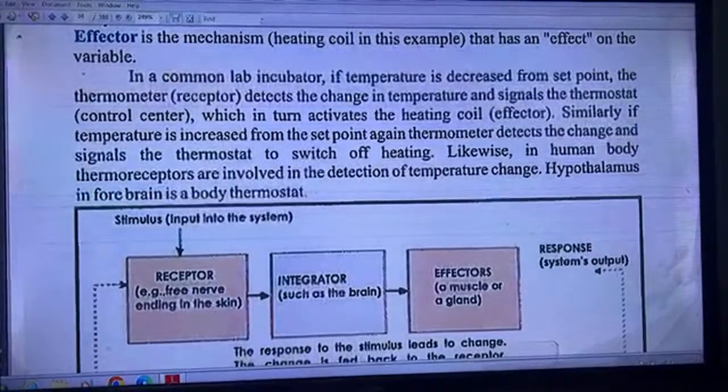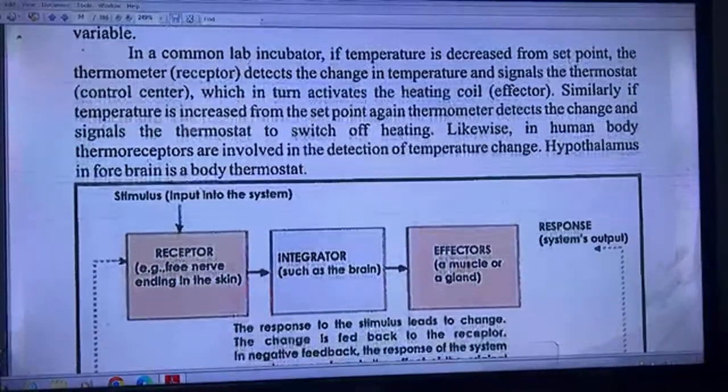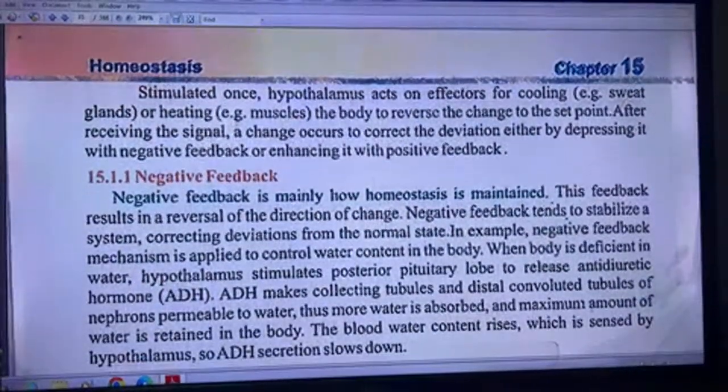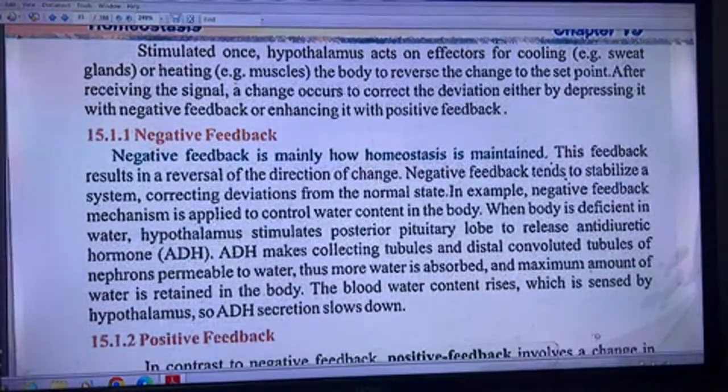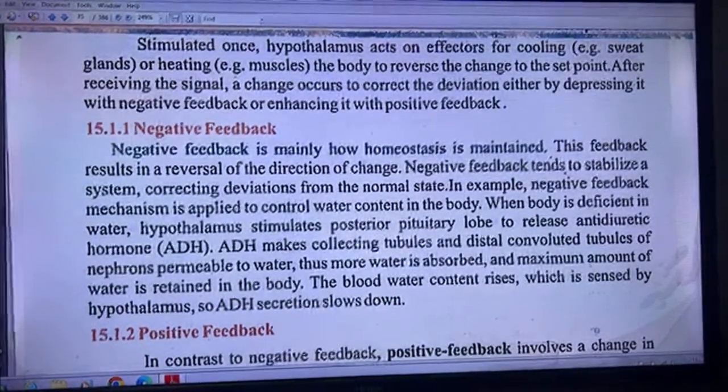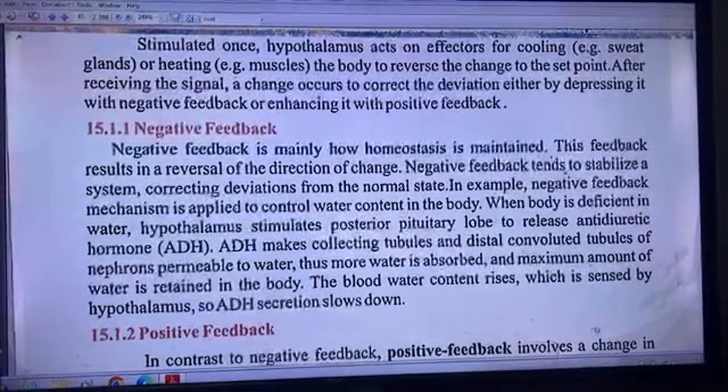The hypothalamus in the forebrain is the body thermostat. Once stimulated, the hypothalamus acts on effectors for cooling, for example sweat glands, or on heating, such as muscles, for the body to reverse the change to the set point. After receiving the signal, a change occurs to correct the deviation, either by depressing it with negative feedback or enhancing it with positive feedback. Negative feedback.